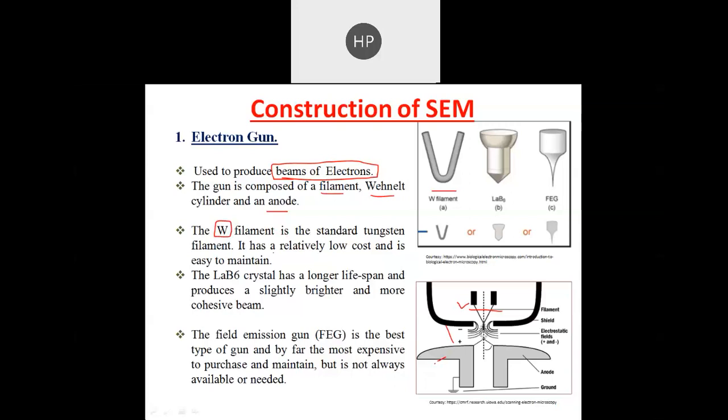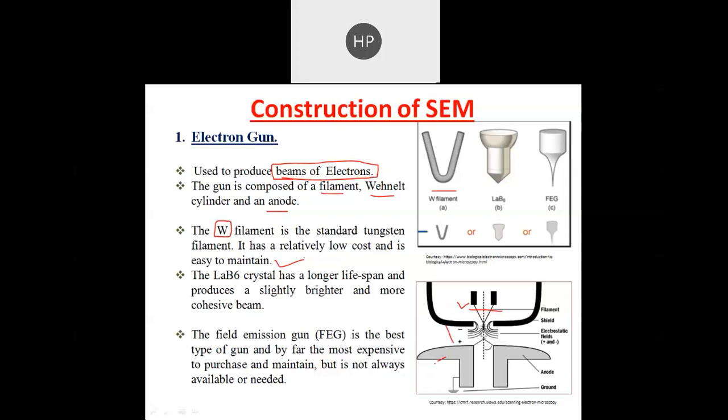It has a relatively low cost and is easy to maintain. Okay, so that tungsten filament has a relatively low cost and is easy to maintain. So this is the one kind of filament used.